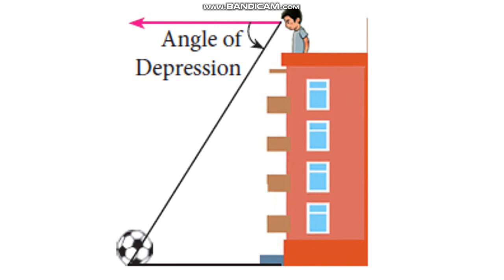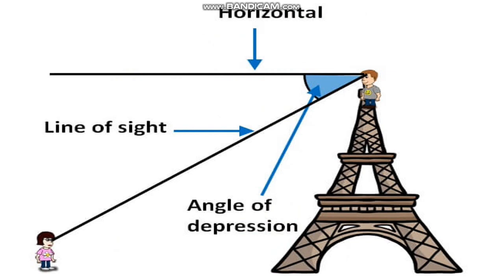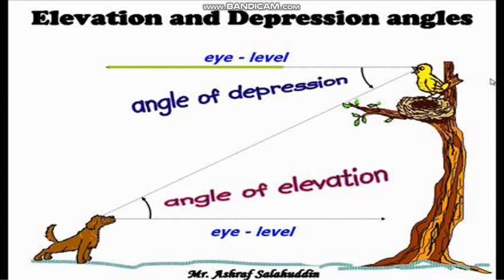Another example, let's say this is the observer. A boy is looking at the ball, which is located here at the bottom. So the object is below the observer. This angle formed right here is again angle of depression. This is just another illustration of angle of depression. Again, just remember the object should be below the observer.